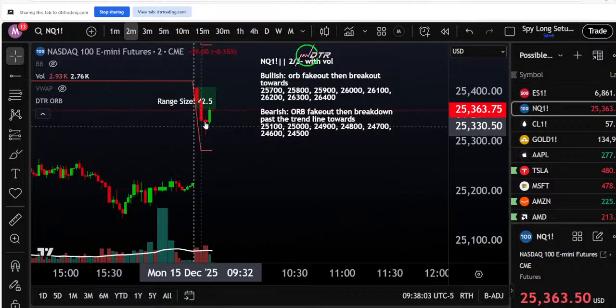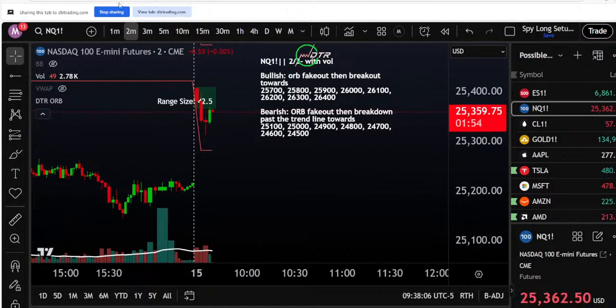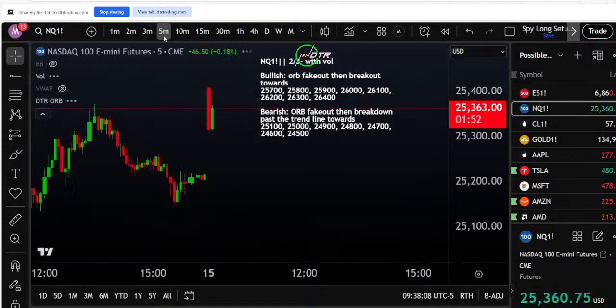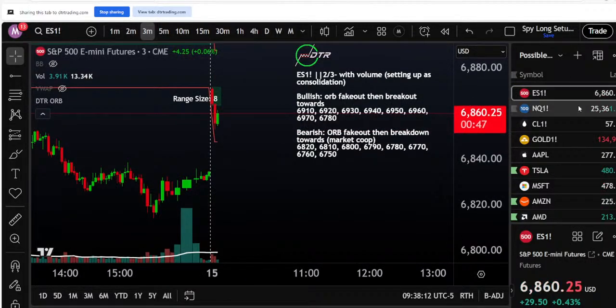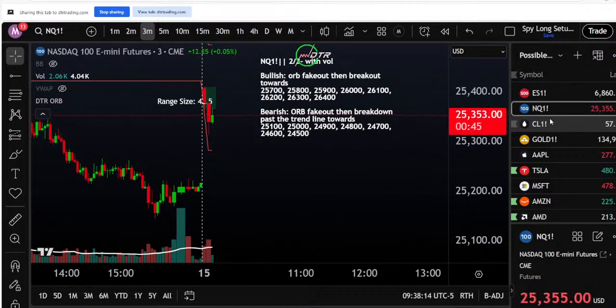So not increasing volume there again. So no confirmation of a setup. At least we're away from 25,500, right? That was kind of our sticky price action point all of last week. Got some nice separation there here, early doors.